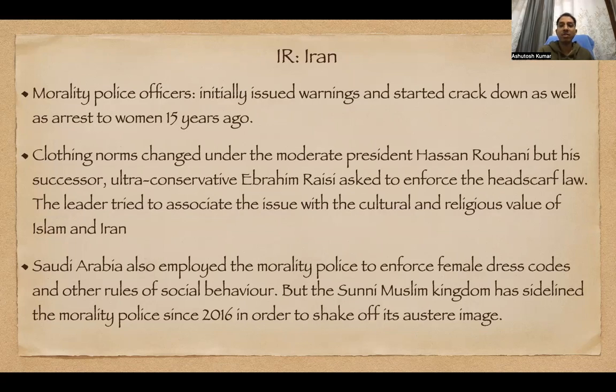If we allow conservative or dictatorial tendencies by leaders, let us say, even in the Indian context, this Romeo squad or something, or maybe in the days to come, if we allow those kinds of things in our personal relationships, then there is a chance that we might slip into these kinds of things. Earlier in Iran there was no forced wearing of hijab, and the morality police officers used to issue warnings only, and just 15 years ago they started the crackdown and arrest of women. Okay. The clothing norm changed under the moderate president Hassan Rouhani, who was the president earlier, but the successor is ultra-conservative, so he has enforced this headscarf law.